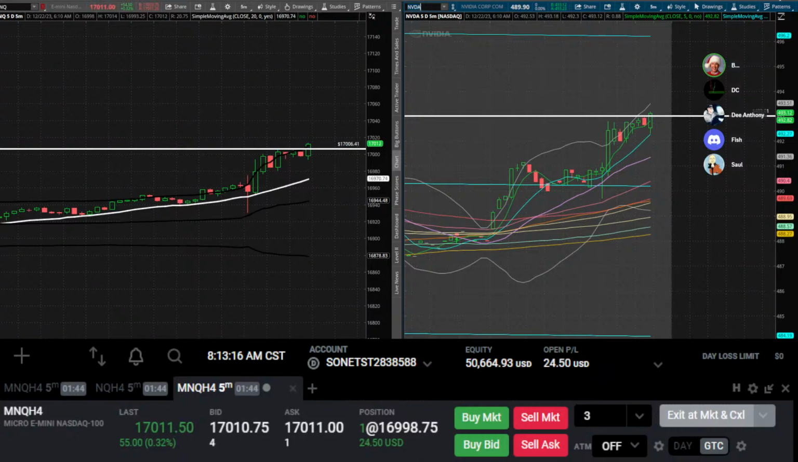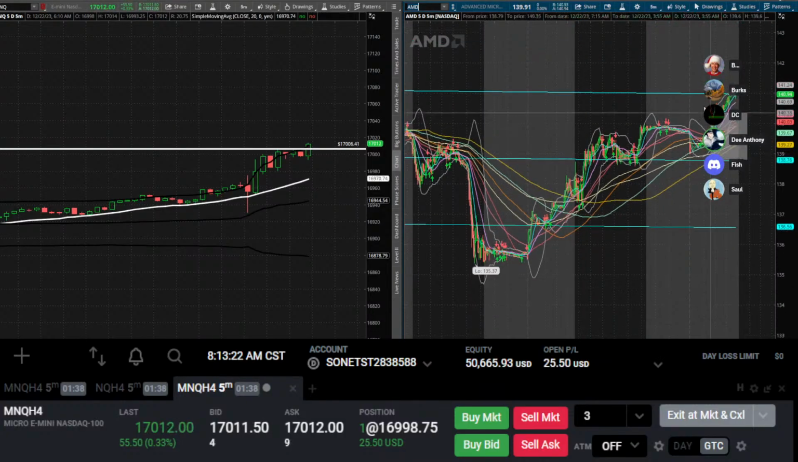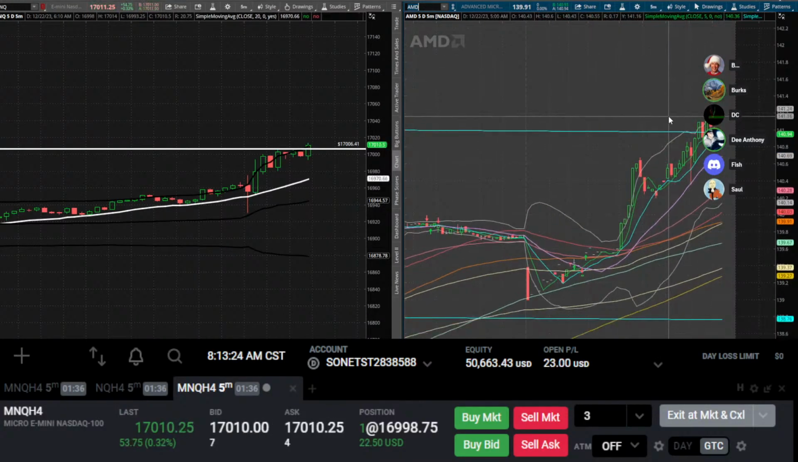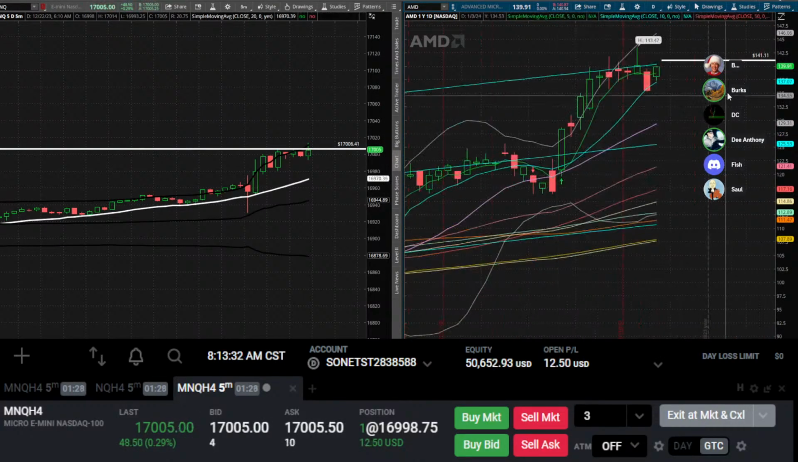Like AMD looks all right too, no? Yeah, AMD looks okay. AMD 5-minute looks good. What did I see on that though that I didn't like? I think it was a daily chart. Oh, the daily chart. Yeah, daily chart's still kind of pinned below its linear regression here at 140.38.